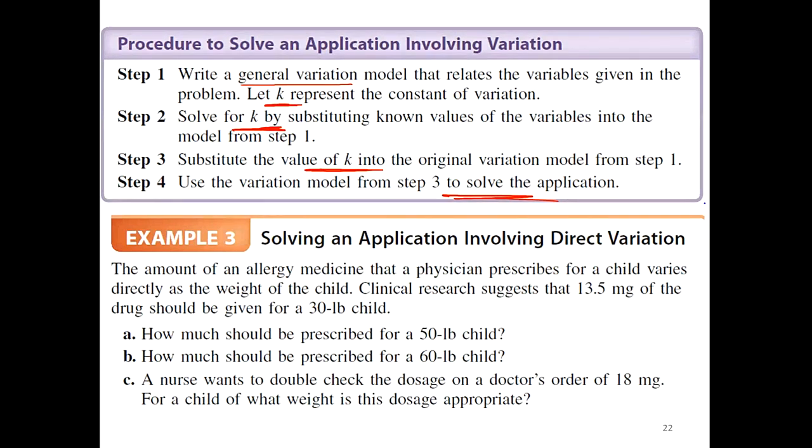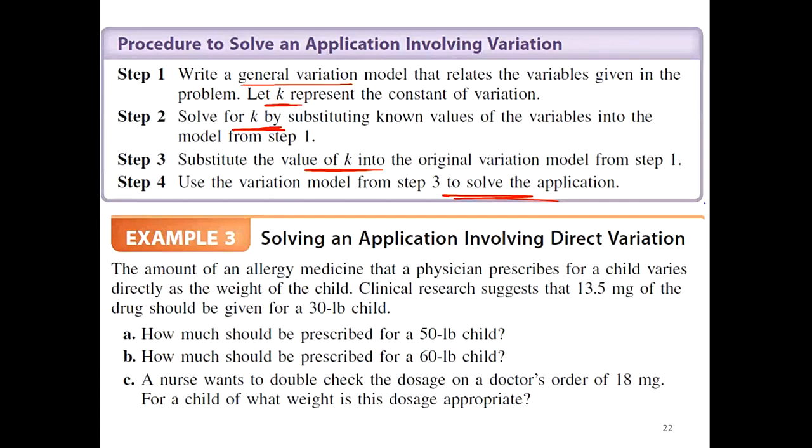So we have 2 main steps, step 1 and step 2. This is the most important: write or determine the variation, whether directly, inversely, or jointly. After that, find K. If we put the variation formula correctly and find K correctly, we can solve the application directly.